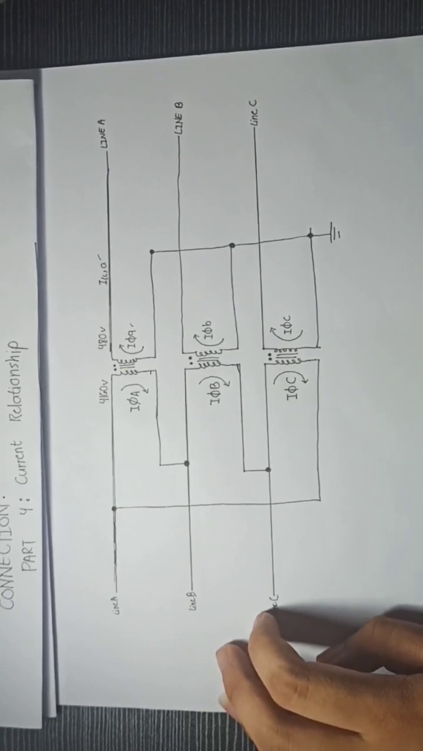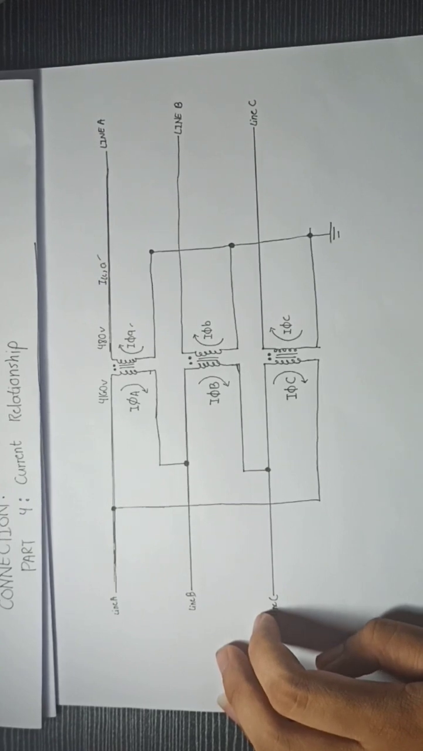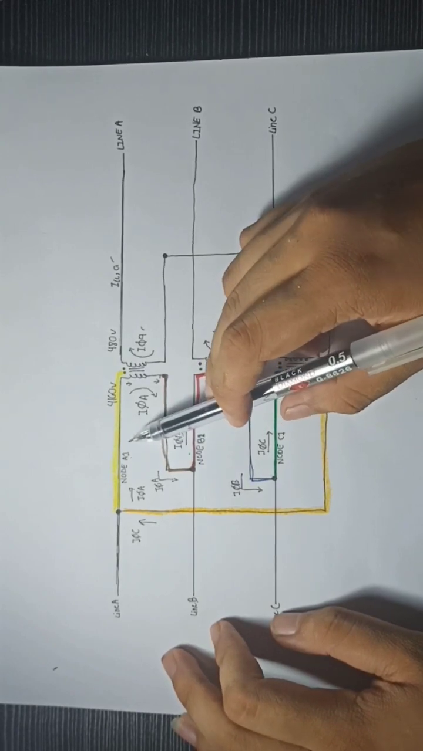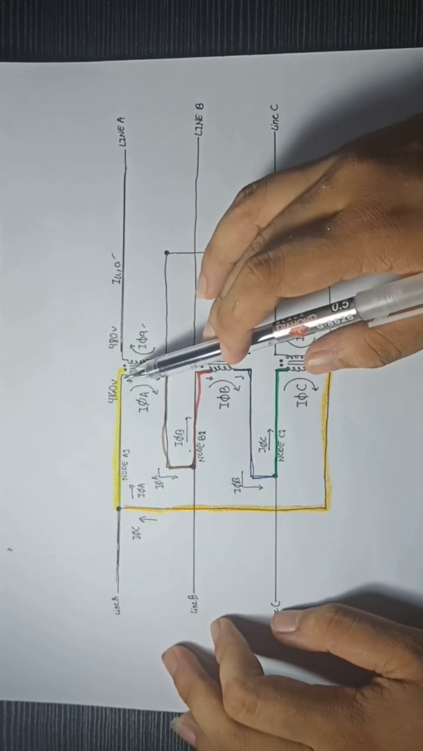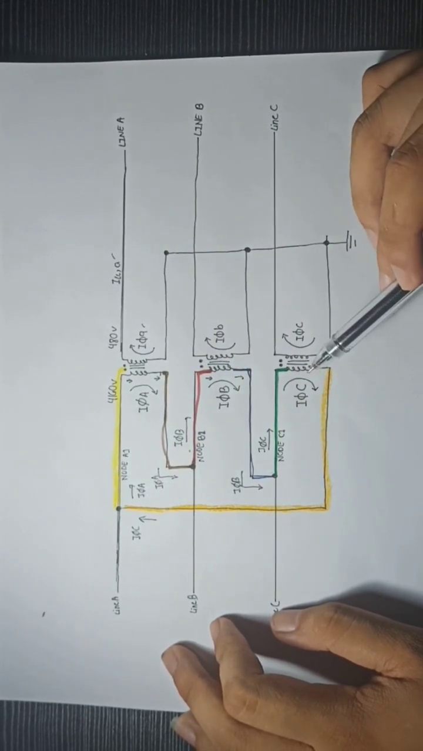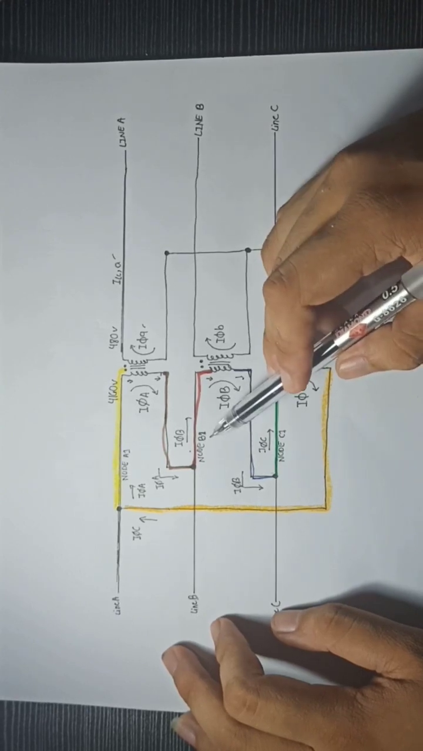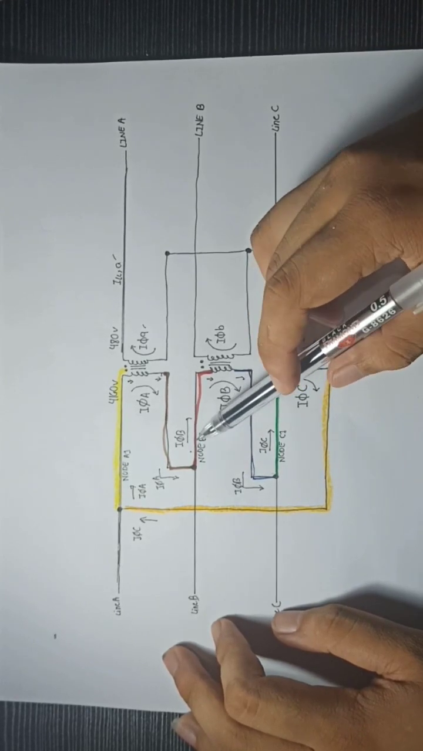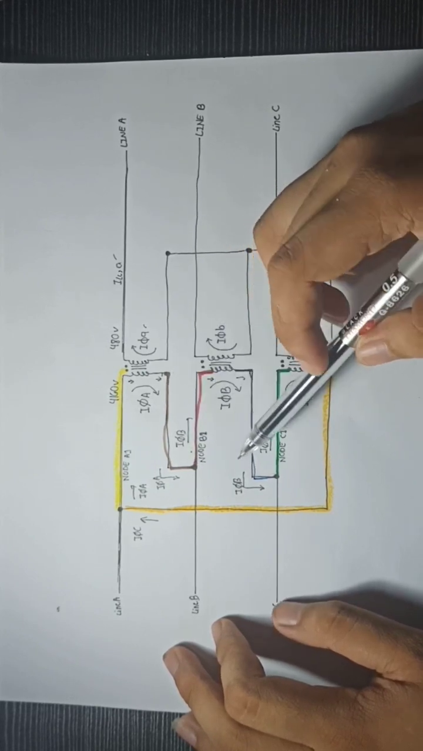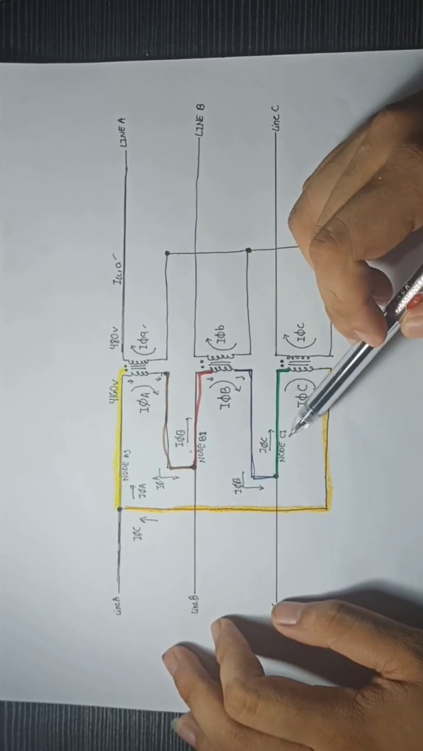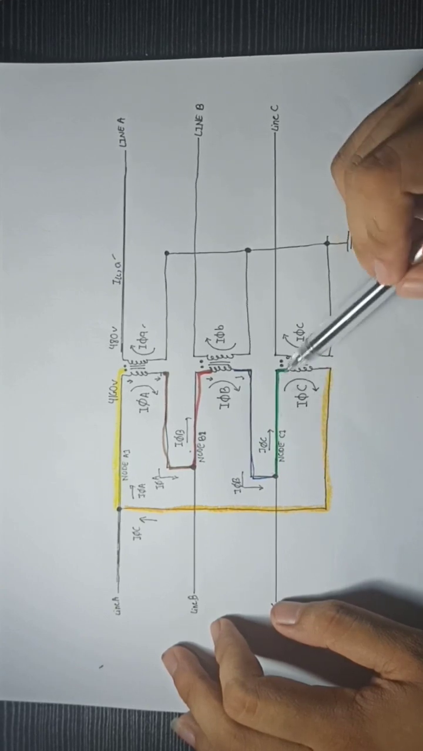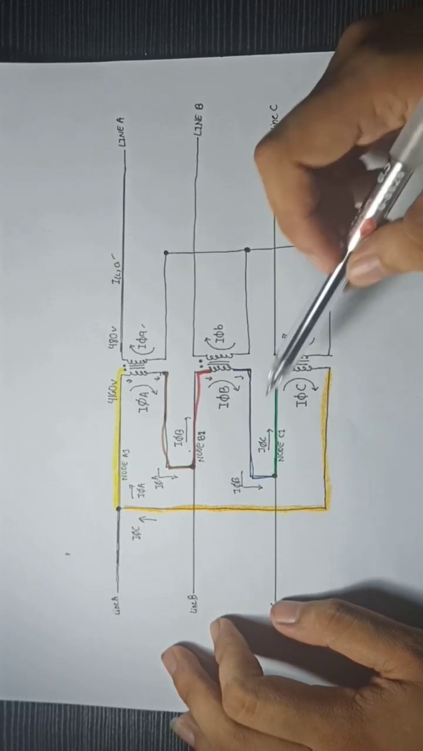So, let's label a few things to be very clear and concise. We will call node A1 the node that connects the polarity side of winding A and the non-polarity side of winding C. We will call node B1 the node that connects the polarity side of winding B and the non-polarity side of winding A. And lastly, we will call node C1 the node that connects the polarity side of winding C and the non-polarity side of winding B.